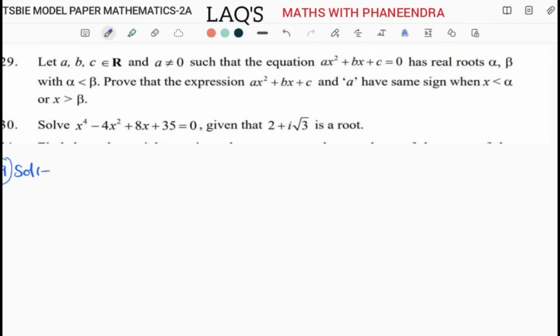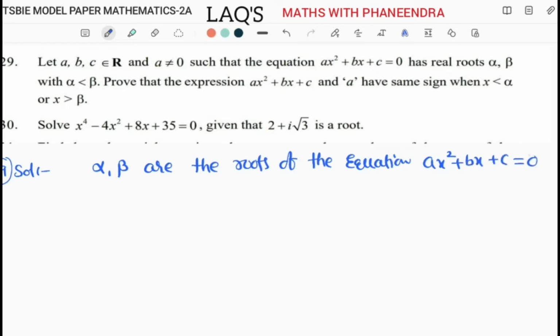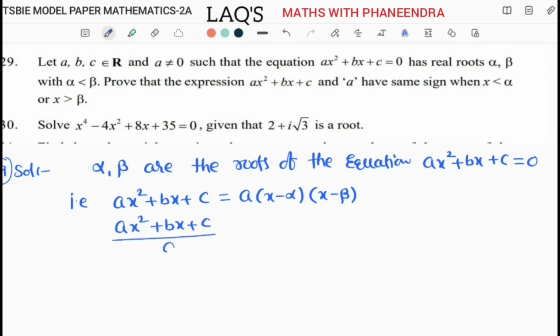Here actually two statements are there, but in this question only one statement is given. Now we will discuss. Alpha, beta are the roots of the equation ax square plus bx plus c equal to 0. So whenever these are the roots of this quadratic equation, we can express ax square plus bx plus c is equal to a into x minus alpha into x minus beta. So that a we can take into the denominator of LHS. So ax square plus bx plus c divided by a is equal to x minus alpha into x minus beta. This result keep in mind. This is very important. This is a basic step.